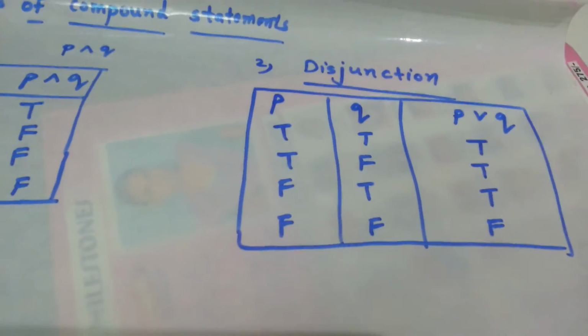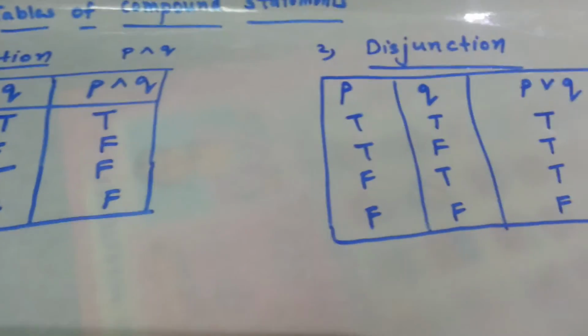If one is true and the other is false, then also it is true. If one is false and the other is true, then also it is true. But if both are false, then only it is false. Otherwise, in all the remaining cases, it is true. Next we will study the implication.